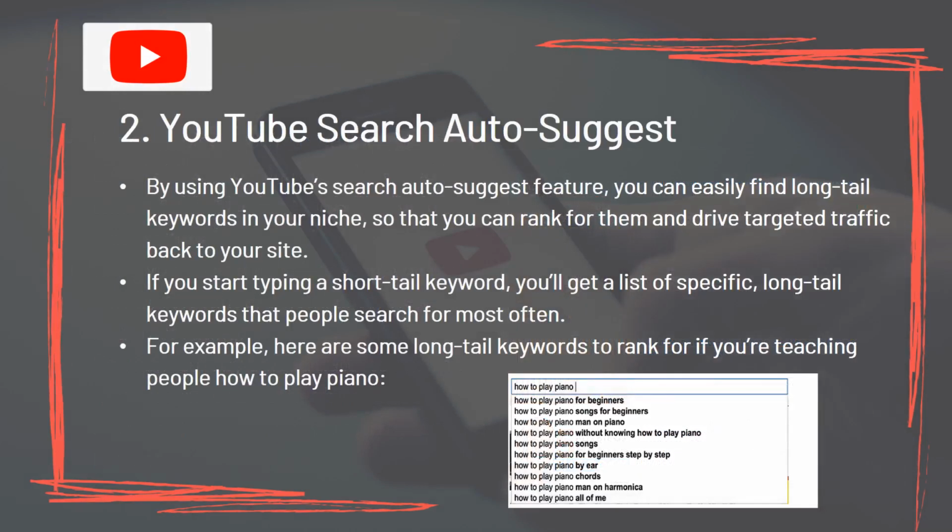2. YouTube Search Autosuggest. By using YouTube's Search Autosuggest feature, you can easily find long-tail keywords in your niche so that you can rank them and drive targeted traffic back to your site. If you start typing a short-tailed keyword, you'll get a list of specific long-tail keywords that people search for most often. For example, here are some long-tail keywords to rank if you're teaching people how to play piano.